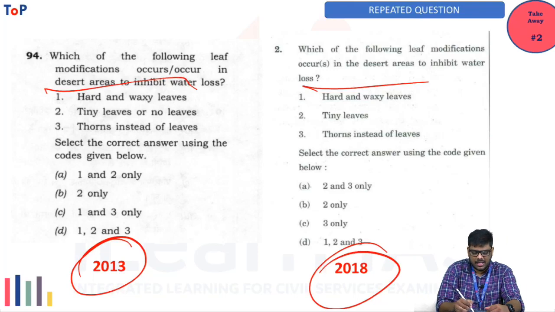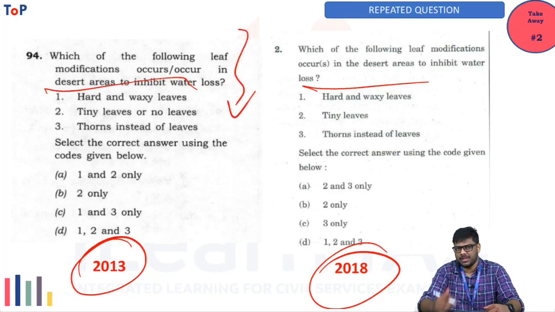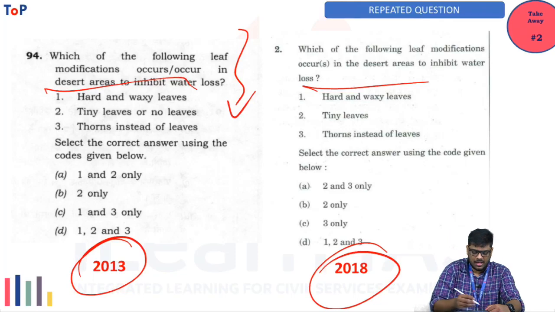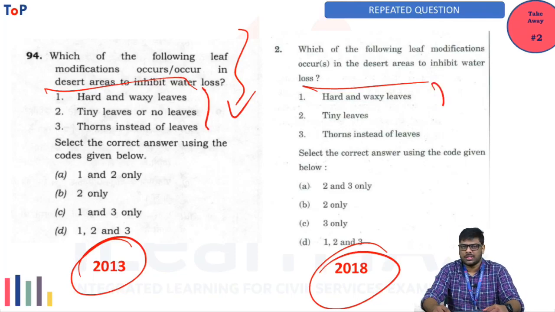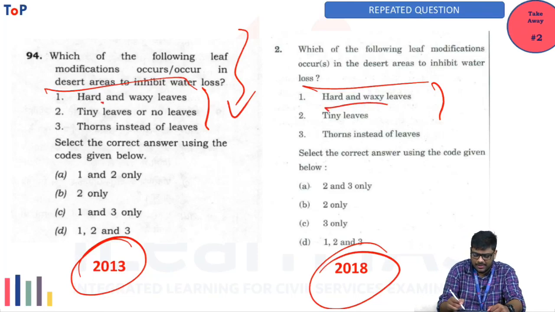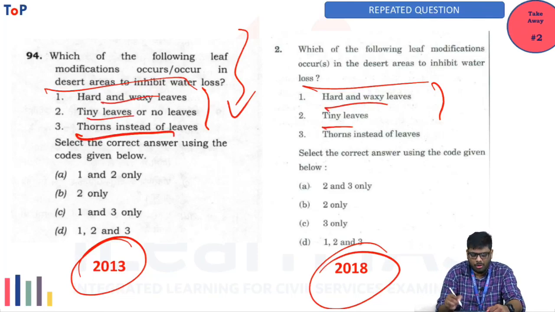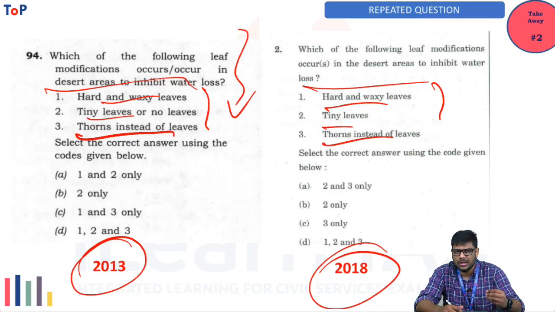The question was regarding water loss or plant adaptation. Look at the options. All 3 options were the same: hard and waxy leaves, tiny leaves, thorns. Look closer at how similar the questions and options were.